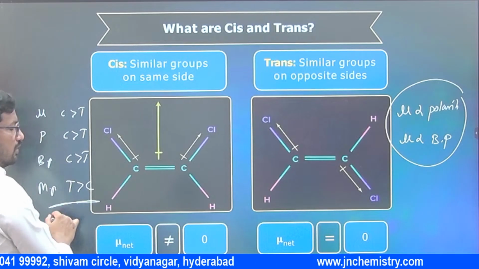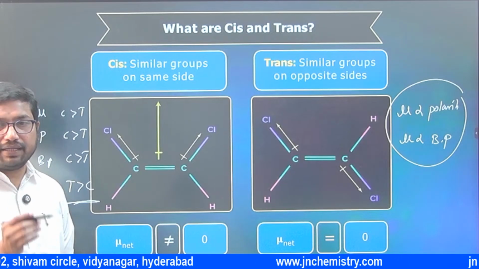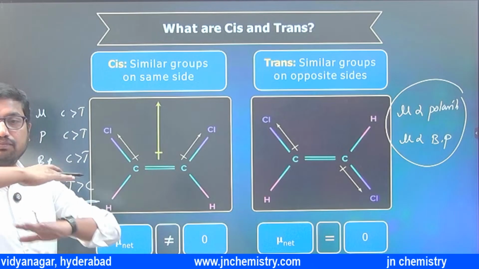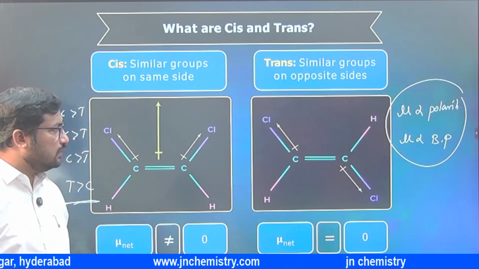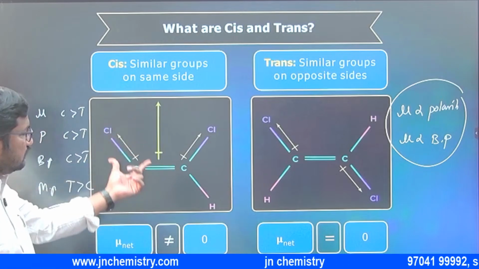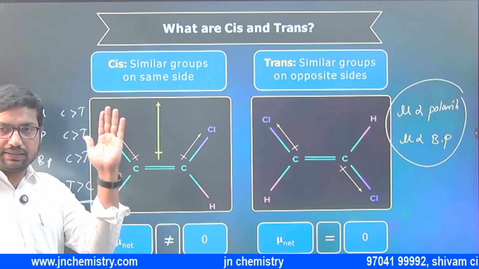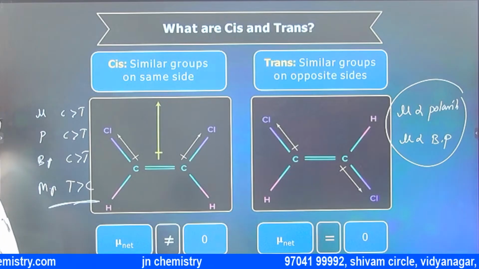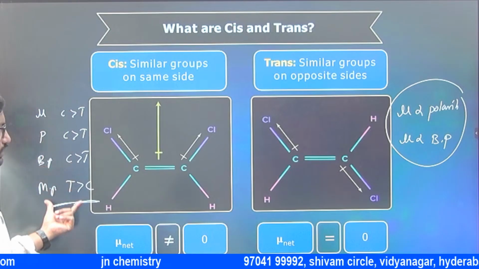Because of close packing structure. Why do trans have higher melting points? Because of close packing structure. Both ends are different, so close packing is possible. In case of cis, close packing is not possible because they are on the same side. These 4 questions, these 4 are very important.